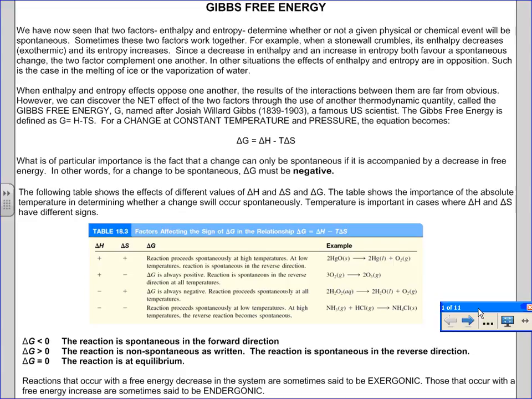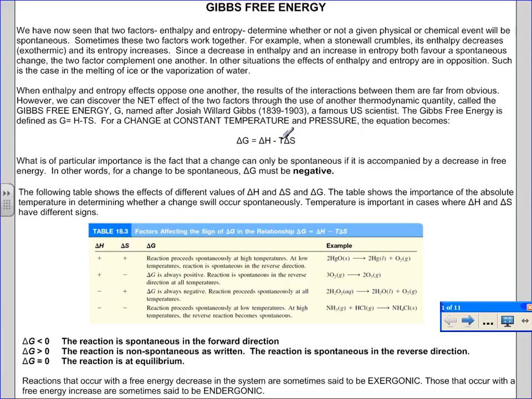So what we need to do is take into account both of those factors in order to decide if a reaction is spontaneous, and calculating the Gibbs free energy is going to help us to do that. The Gibbs free energy equation that we're going to use, one of the main equations we're going to use, is delta G is equal to delta H minus T delta S.